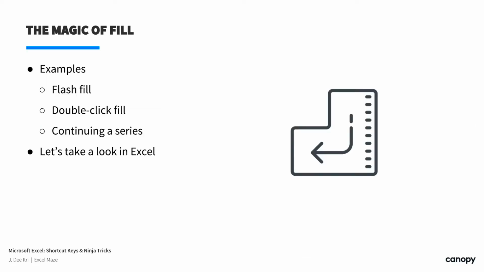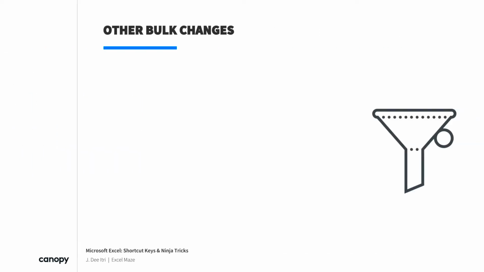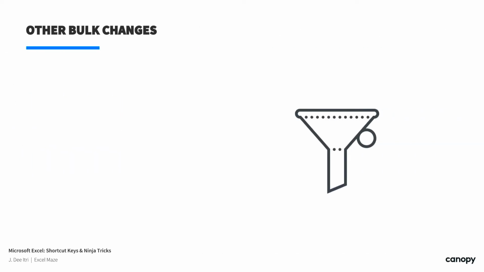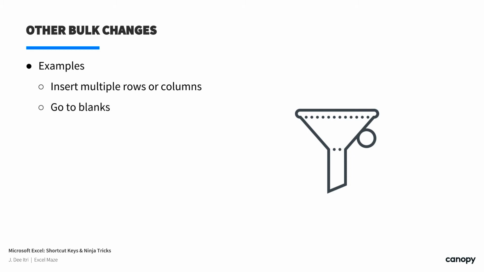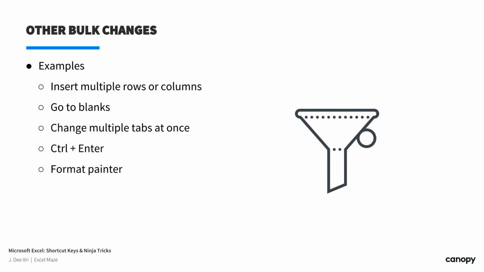So we'll jump back over to our slide deck to move to the next section, and that is other bulk changes. The examples we're going to look at here are inserting multiple rows or columns, going to blanks, changing multiple tabs at once, hitting Control Enter to enter things all at once, looking at the Format Painter, and also our Select All button. And so again, we'll look at that in Excel.